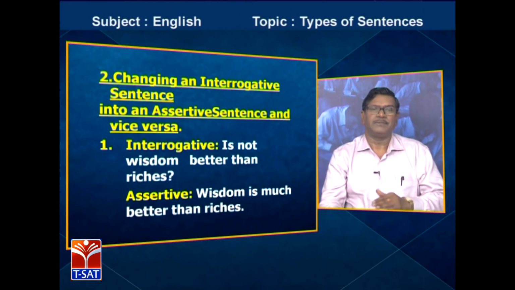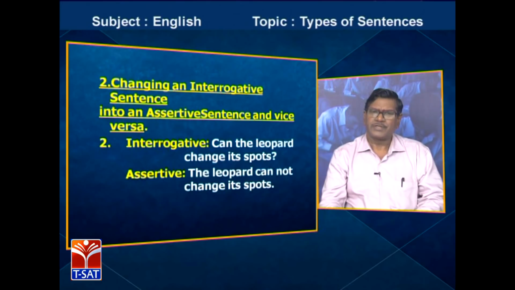Assertive sentence. That is, interrogative sentence is yes no question. This is assertive sentence. And now let us see the second example. Interrogative sentence. Can the leopard change its spots?